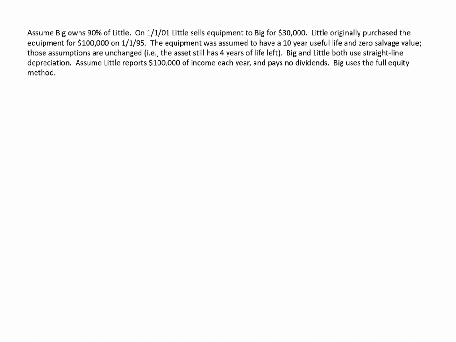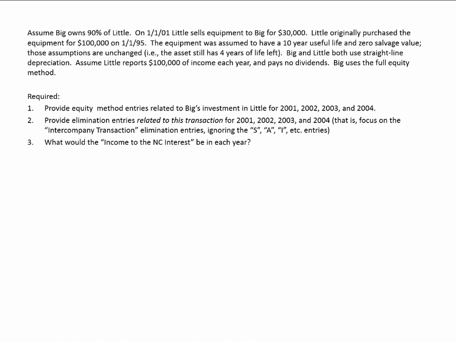Big and Little both use straight line depreciation, and let's assume that Little reports $100,000 of income each year and pays no dividends. Big uses the full equity method. What we're going to need to do is first provide the equity method entries related to Big's investment in Little for 2001, 2002, 2003, and 2004.